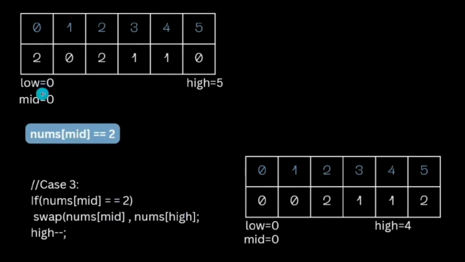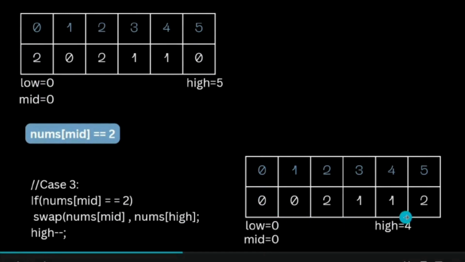What we have done: mid is 2 and high is 0. So we have swapped here. 2 comes here, 0 comes here, and high is decremented by 1. What this high means basically is the array after this high is sorted. This is the highest index which is unsorted.